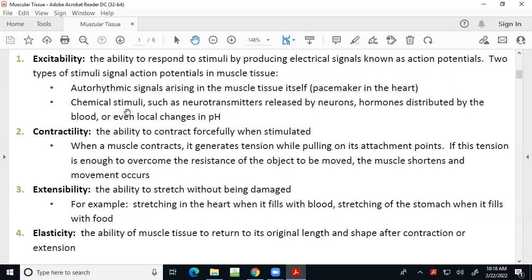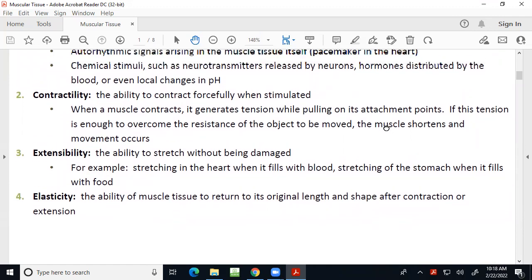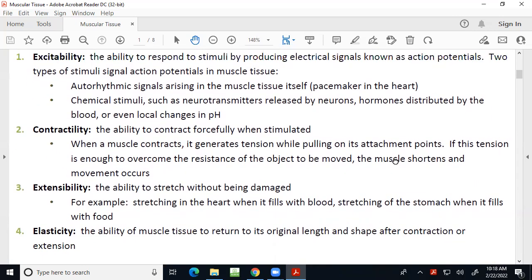When it comes to skeletal muscles and smooth muscle, more than likely, they need to be chemically stimulated, like where neurotransmitters are released by a neuron, or hormones are distributed from the blood, or even just a local change to pH. Now, all 3 types of muscle, cardiac, skeletal, and smooth, once they are excited, they contract. And literally the word contract begins the word contractility. So that's the easiest way to remember it.